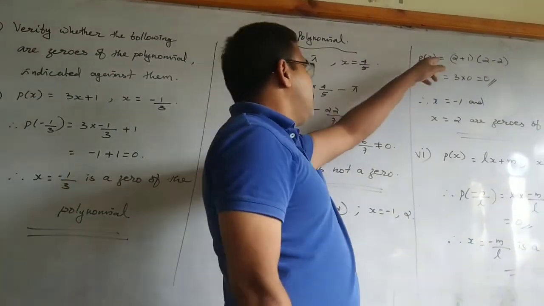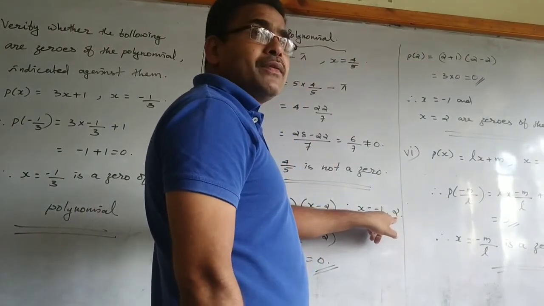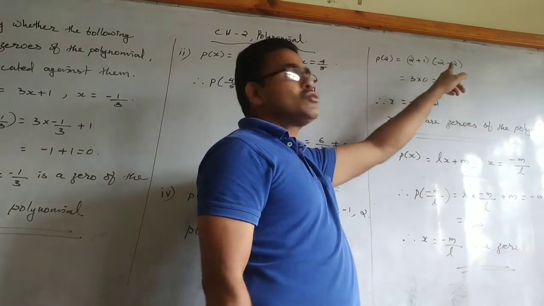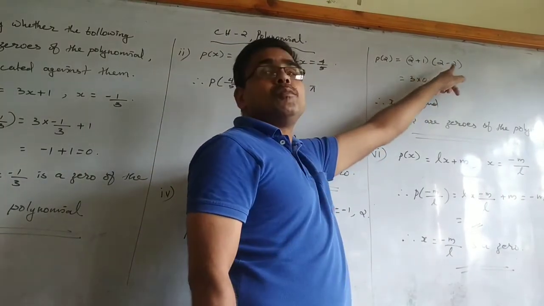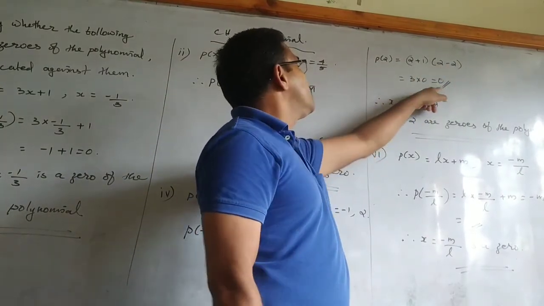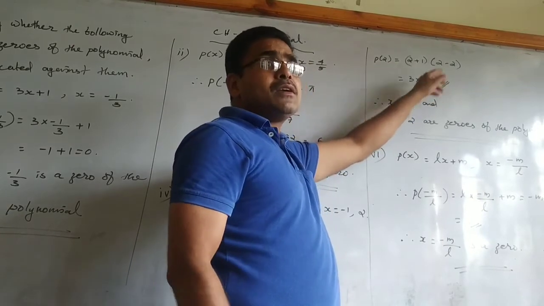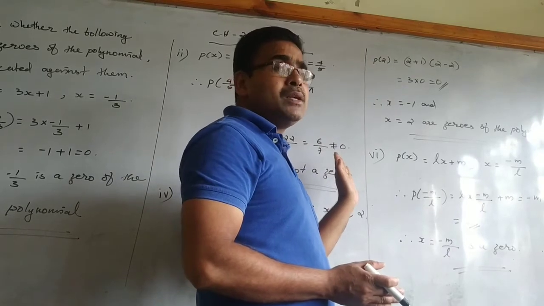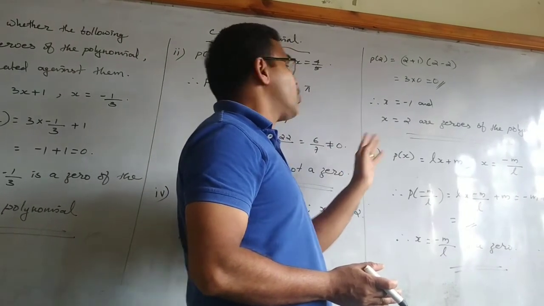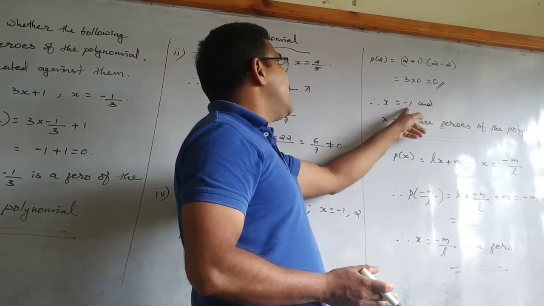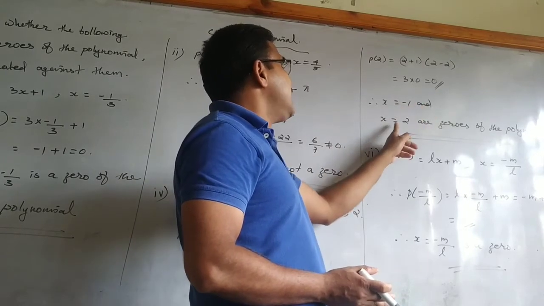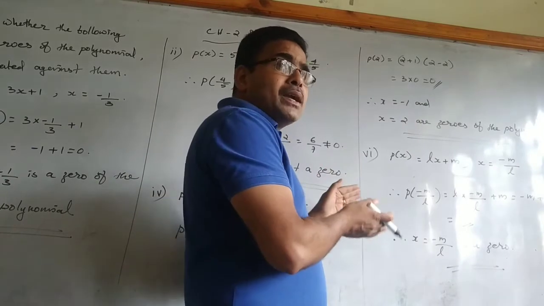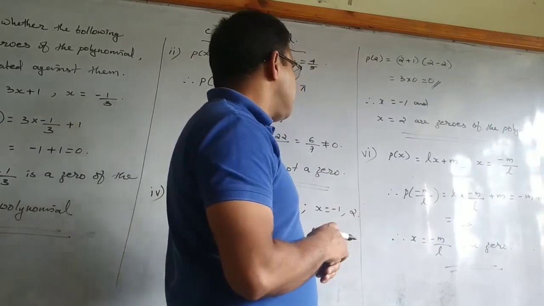The next value, x equal to 2, is also given. P of 2 equal to 2 plus 1 into 2 minus 2. 2 plus 1 is 3, into 2 minus 2 is 0. 3 into 0 is 0. That means when we substitute both values of the variable, we get 0. That means we can say x equal to minus 1 and x equal to 2 are zeros of the polynomial. Both the given values are zeros of the polynomial.